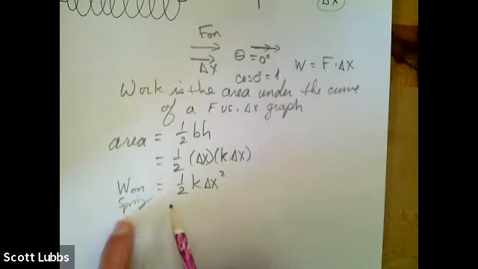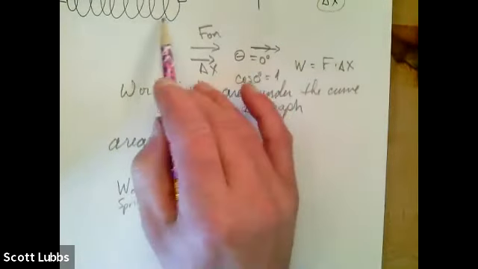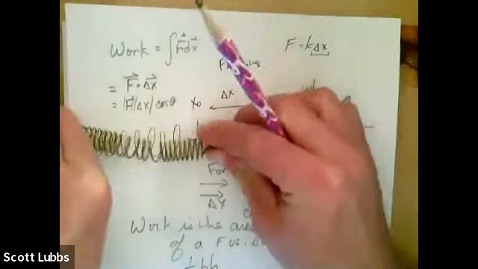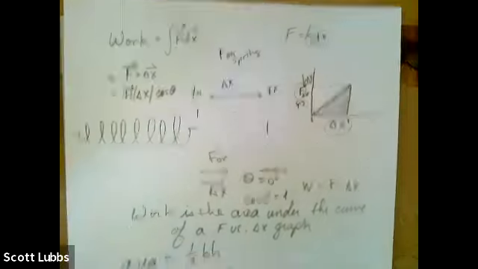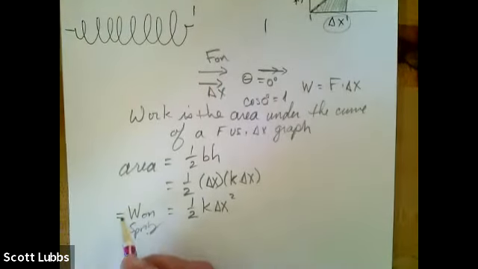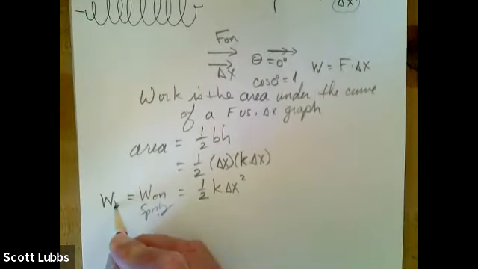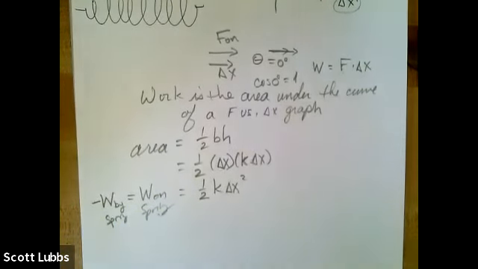Okie doke. The work done on the spring, that is, where did that energy go? That energy went into deforming that spring. So if I let it go, then the spring can do work on an object too. The work done on the spring is equal to the work done by the spring and in the opposite direction.